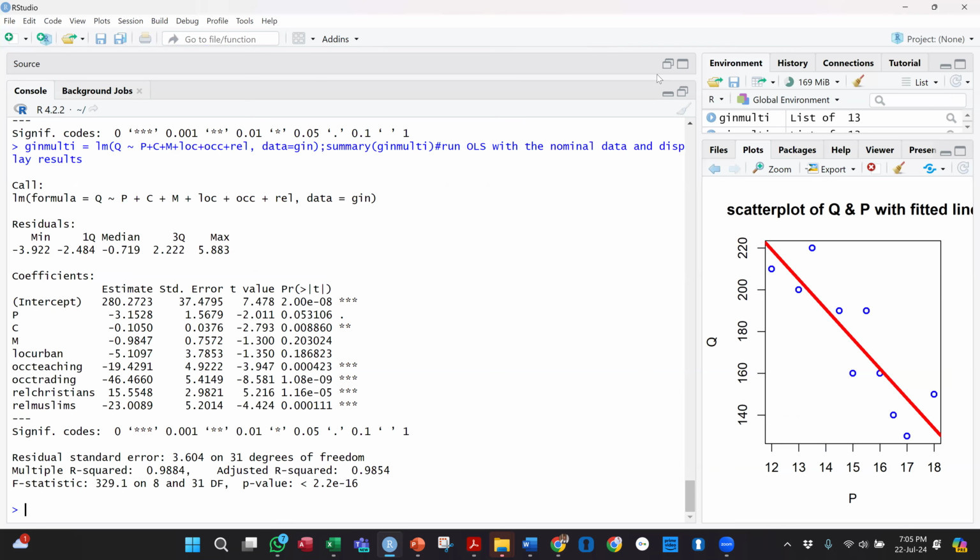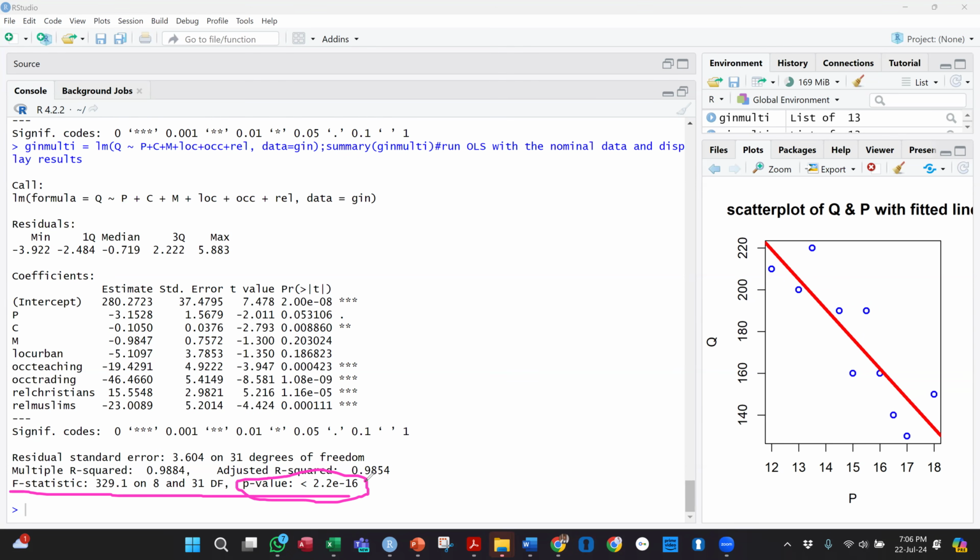In order to answer that, always use the p-value for the F statistic. It's the last thing you will see in the result. The p-value for the F statistic. And this p-value in this example is here. This is the p-value.